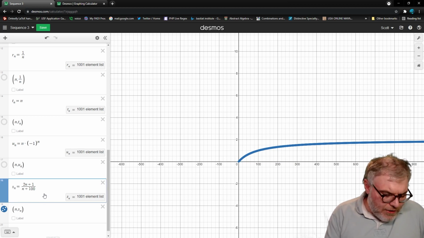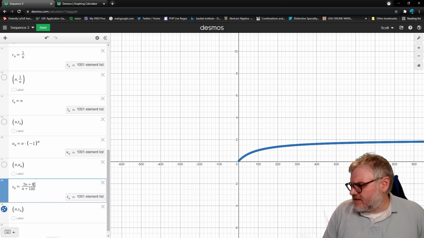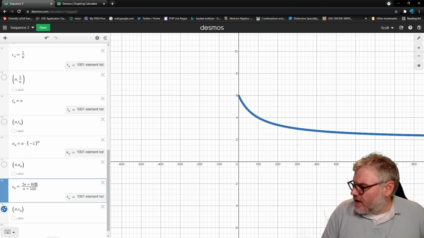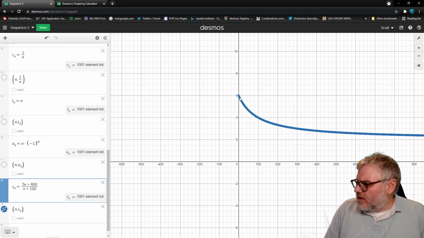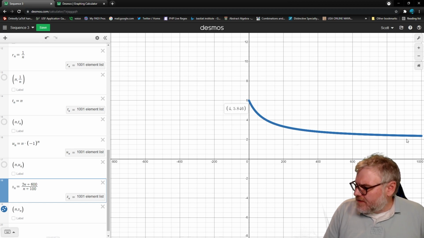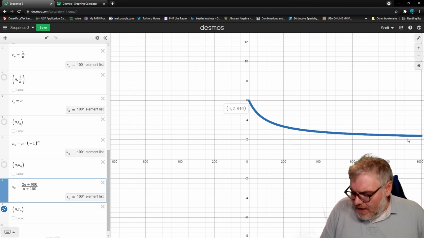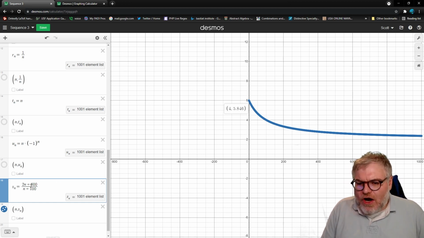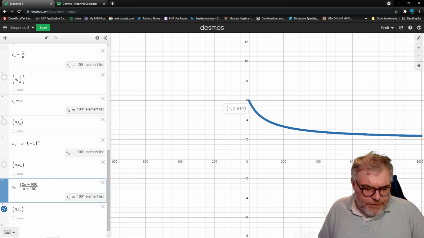Likewise, if I throw a 600 on top of this, sure, it flips up here, because 600 dominates this thing. But look what happens as I go off to infinity. I'm still heading to 2. Whatever these numbers are, they just don't matter in the face of n. Let's do another example.